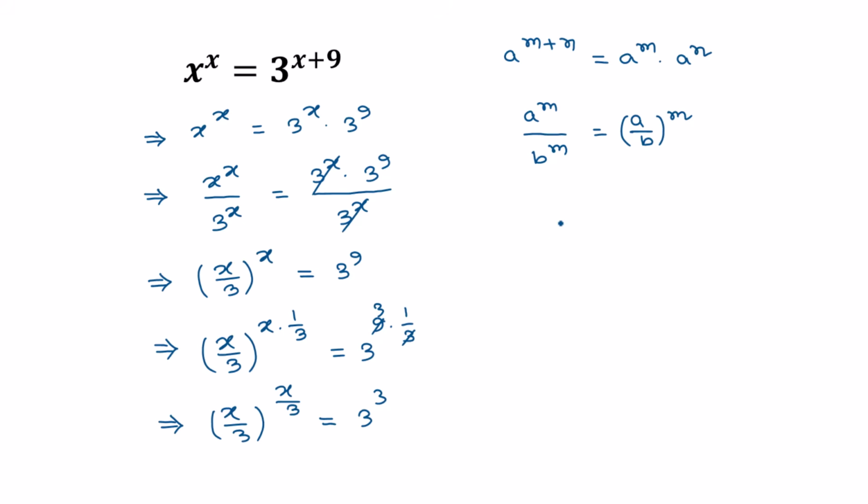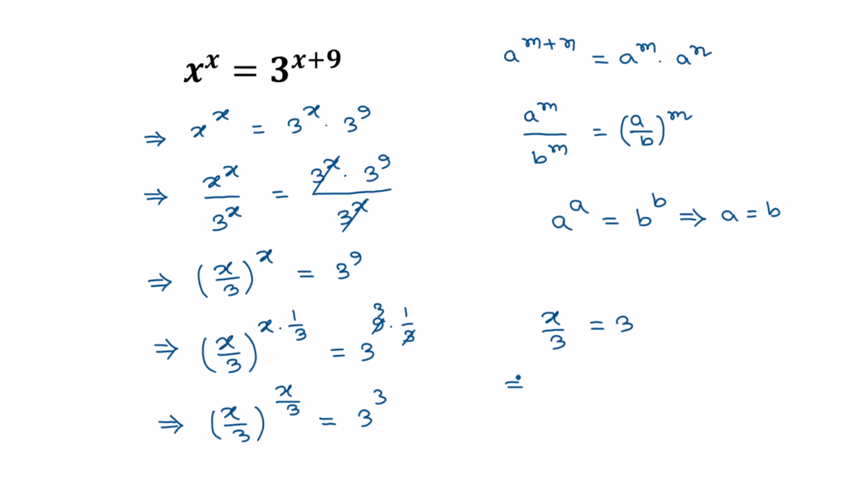Now applying this, when a to the power a is equal to b to the power b, then we can write a is equal to b. Now this x over 3 as a, so a to the power a is equal to this 3 as b, so b to the power b. So we can write from here x over 3, this as a, is equal to this as b, is equal to 3.